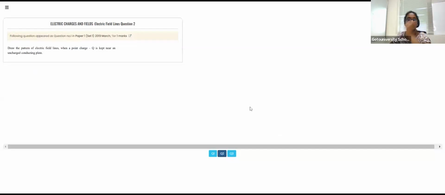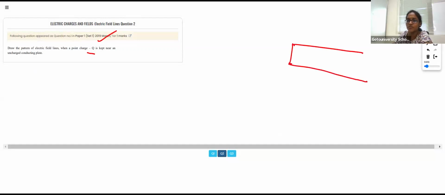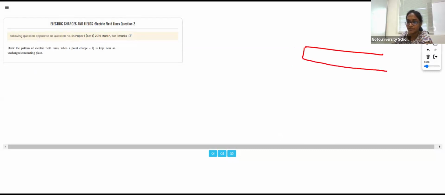The next question is also a 2019 past paper question. Draw the pattern of the electric field lines when a point charge Q is kept near an uncharged conducting plate. For the conducting plate, first of all, we have to know what is in it. Conducting plates are any metal. So there will be positive charge and negative charge, equal in amount. So draw the pattern of electric field lines when a point charge Q is kept near it.